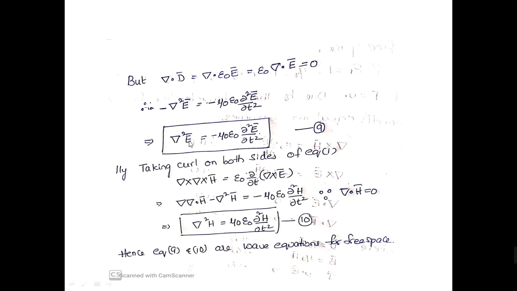which represent second order partial differential equations, homogeneous equations. These are the two wave equations for free space.